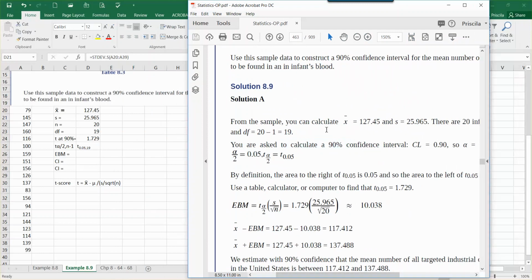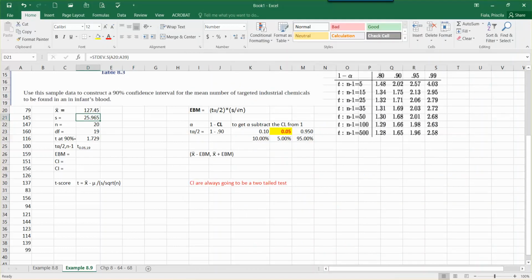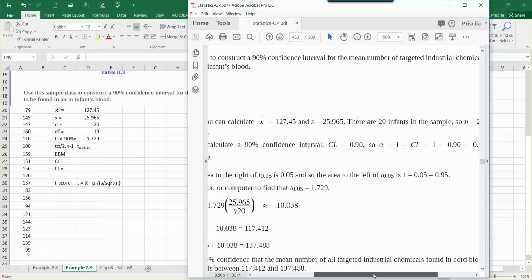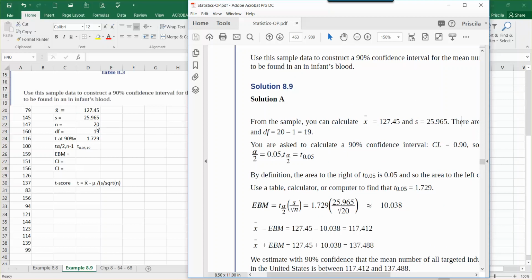Here you go. My mean is 127.45. My standard deviation is 25.965, which I added a digit over here. Okay, and then it's telling you there are 20 infants in the sample, so n is equal to 20, and my degrees of freedom is the sample size minus 1, so that's 19 over here.